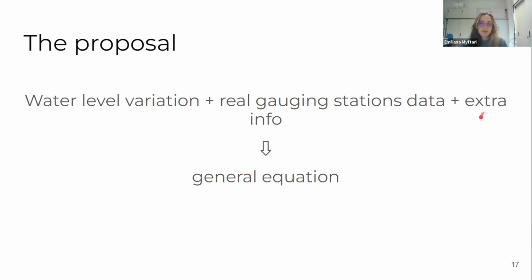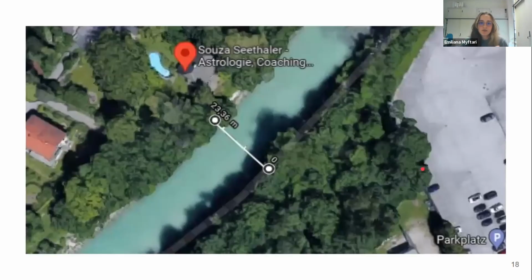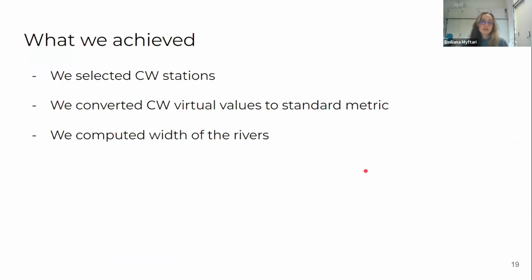So then, for the extra information, the next thing that we did was computing the width for the station. For the bigger rivers, we simply used Google Maps and computed it in this way. For the smaller rivers, we actually had the values in the CrowdWater CSV file. And this is what we achieved so far. We selected the CrowdWater stations. We converted the CrowdWater virtual values to standard metric in centimeters, so we can compare the different stations.